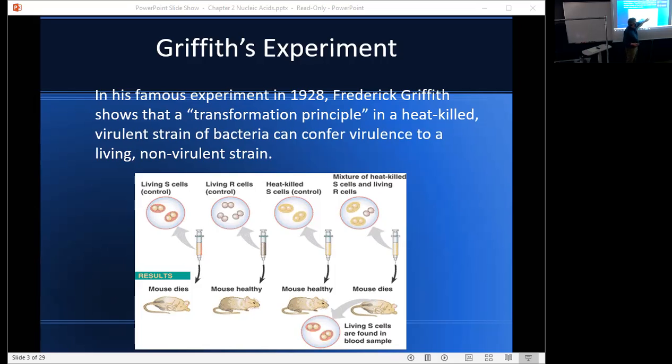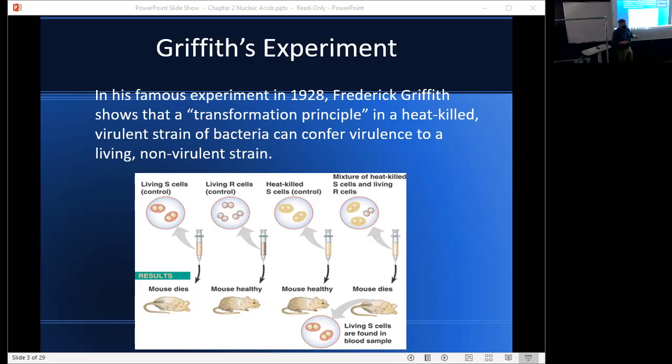Okay, so dead S cells, live R cells were injected. We know that the heat-killed S cells don't kill the mouse. Okay, we know that the living R strain doesn't kill the mouse. Mouse dies, and we recover living S strain.